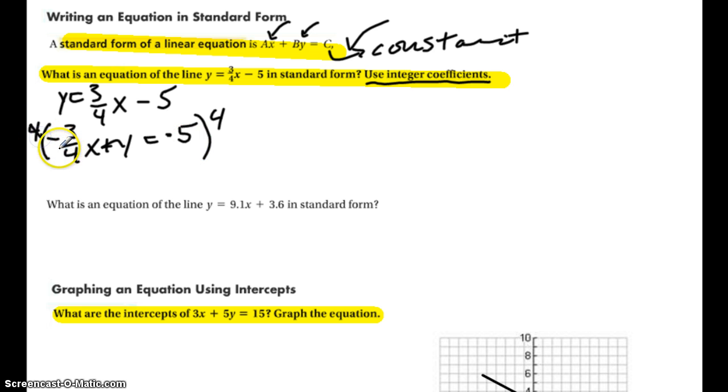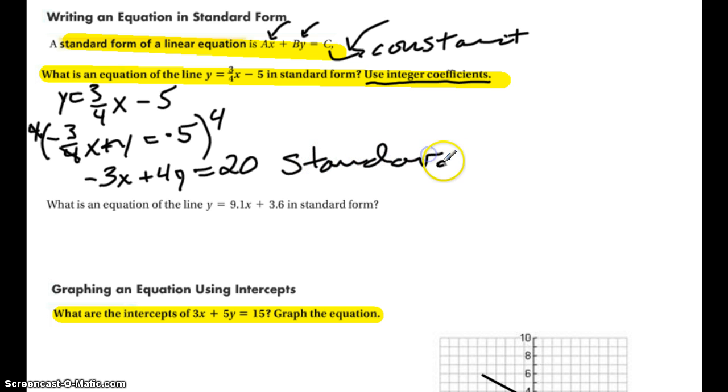This 4 is going to cancel with this 4. That's going to leave us with negative 3x. That 4 again times y. And this 5 times 4 is going to equal 20. This again is in standard form. So what we did was went from slope-intercept form to standard.